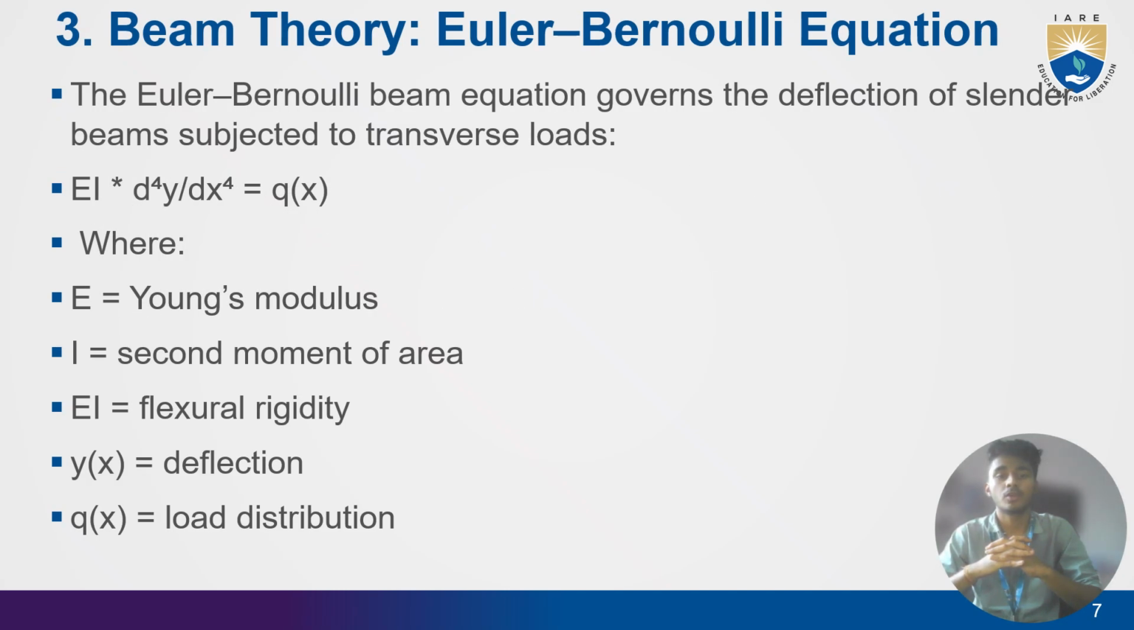Beam theory, Euler-Bernoulli equation. The Euler-Bernoulli beam equation governs the deflection of a slender beam subjected to transverse load: EI d⁴y/dx⁴ is equal to q(x), where E is Young's modulus, I is the second moment of area, EI is flexural rigidity, y(x) is deflection, and q(x) is the load distribution.